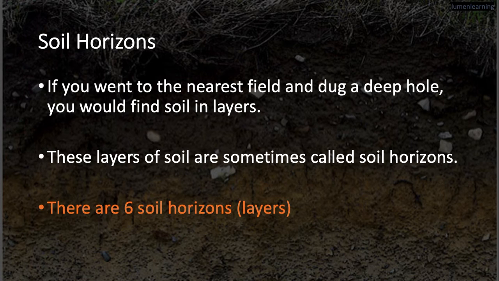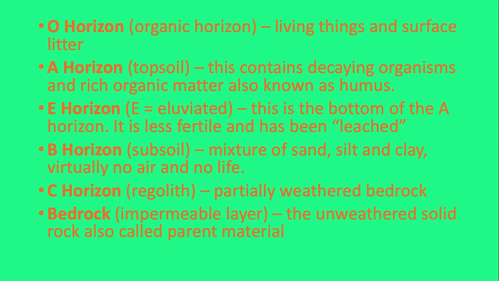There are 6 soil horizons that you need to know. The O horizon, or the organic horizon, that's living things and surface litter. The A horizon, also known as topsoil, contains decaying organisms and rich organic matter, also known as humus. The E horizon, E stands for eluviated. This is the bottom of the A horizon. It's less fertile and has been leached. Leached means the nutrients have been removed.